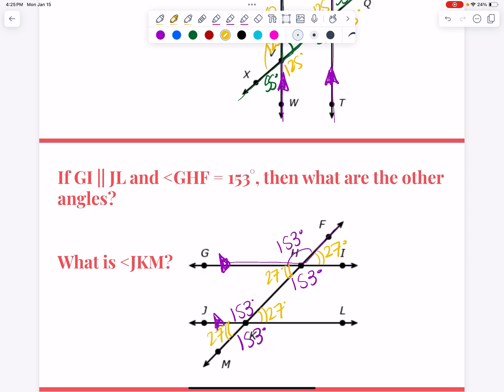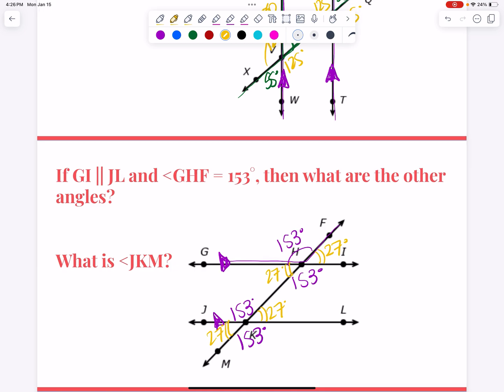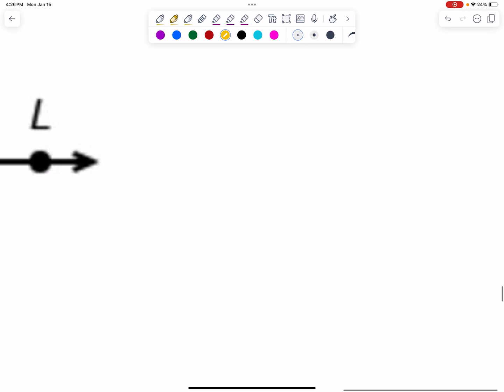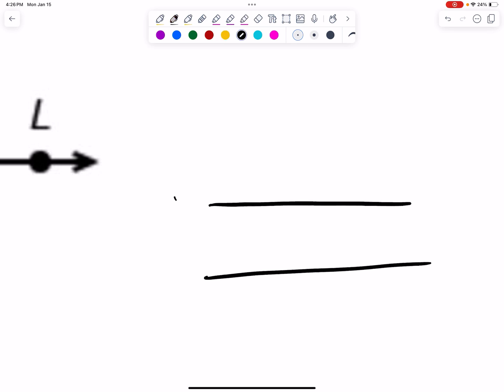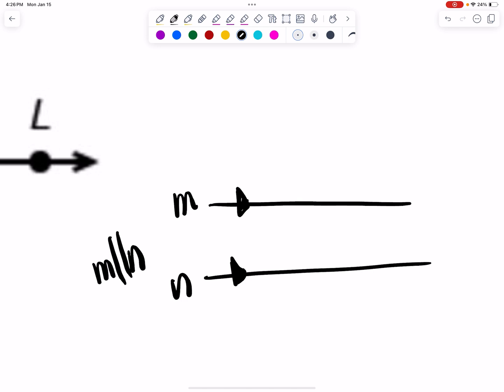Okay? The only thing we did not discuss that I do want to add is what if you've got a transversal that's going through parallel lines just like normal. So let's say M is parallel to N. But what if I tell you that one of the angles formed with the transversal, T, is 90? What does that mean about the others?